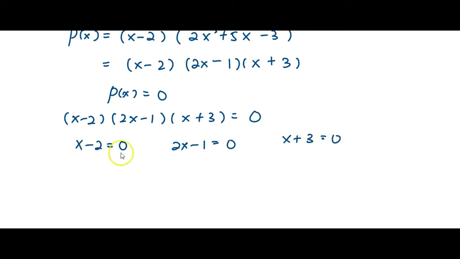So from x minus 2 equals 0, you got the first root x equals 2, and the second root is x equals 1 over 2. The third root will be x equals negative 3. So this means that you have already solved the p(x) equals 0. That is a cubic equation.